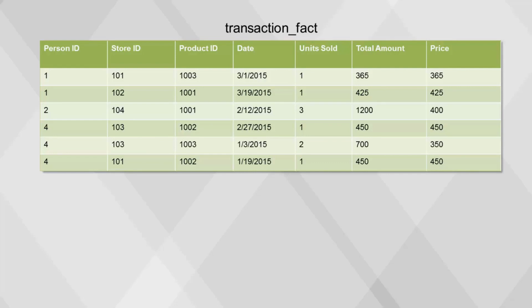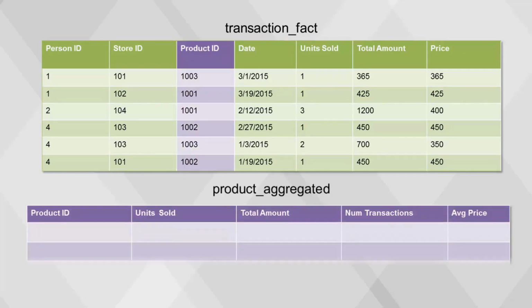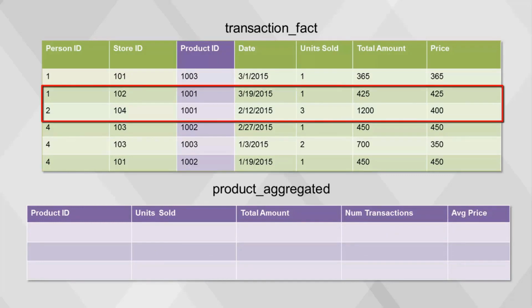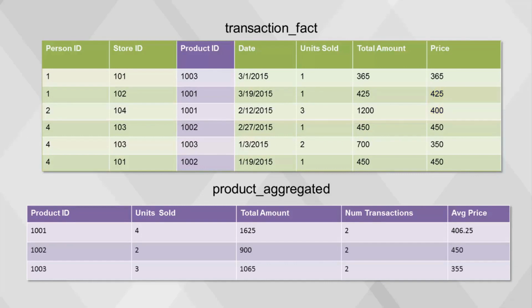For this, we aggregate by product ID, and for each product ID, we calculate the average price. For example, product 1001 sold for $425 and $400. The average of these 2 values is calculated and then entered into the resulting table. Values for subsequent IDs are calculated in a similar manner.